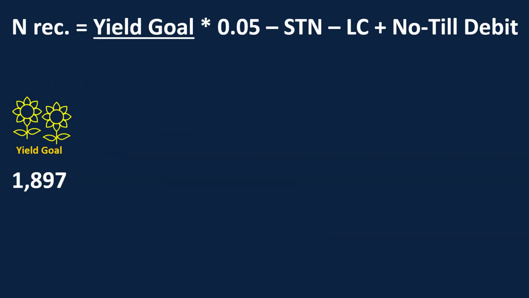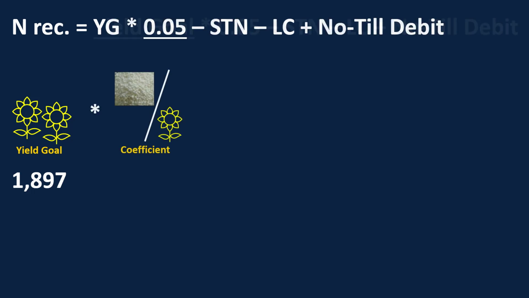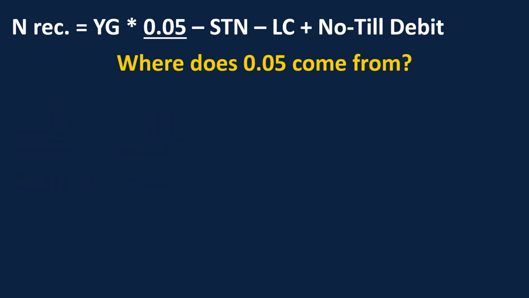So we had our first step here in our yield goal nitrogen fertilizer recommendation tool. We determined our yield goal around 1,800 pounds per acre. Next thing we're going to do is multiply that by a coefficient. That coefficient is 0.05. So the question is, where does that 0.05 come from? Well, let's find out really quickly here.